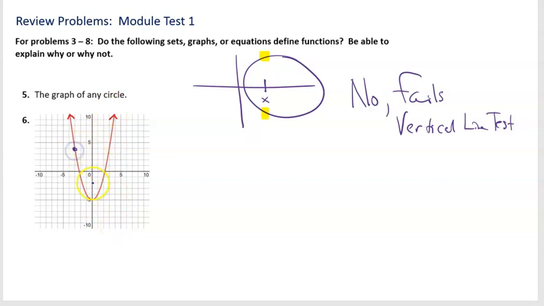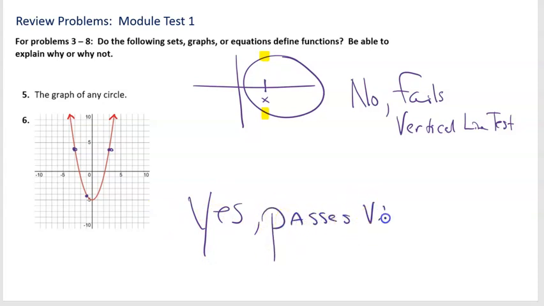Like it only intersects there. Or that one only intersects there, or this one over here only intersects there. There's no way a vertical line is going to intersect this graph more than one time. So the answer is yes. Number 6 is a function, and that's because it passes the vertical line test. I'm putting VLT since I've already spelled it one time.